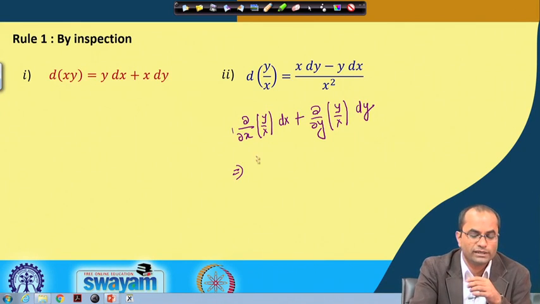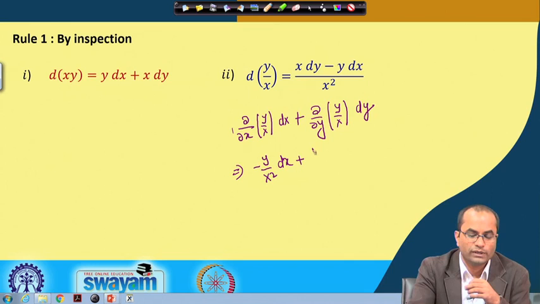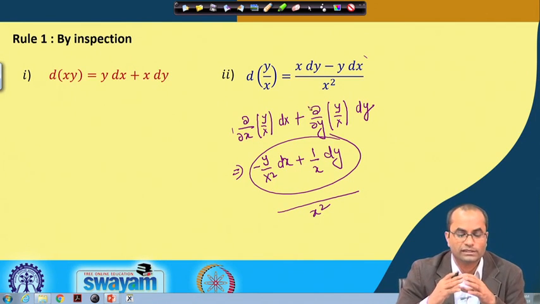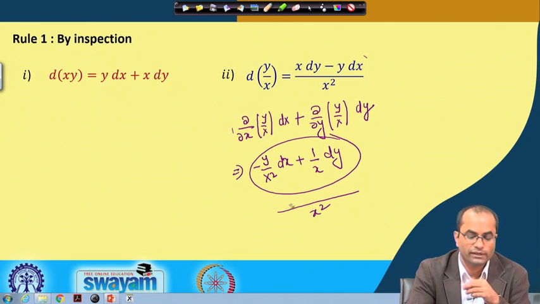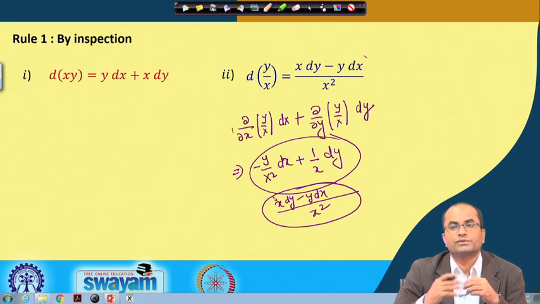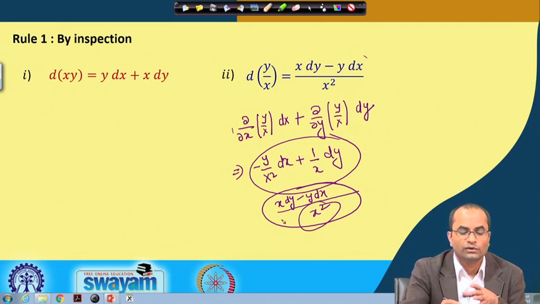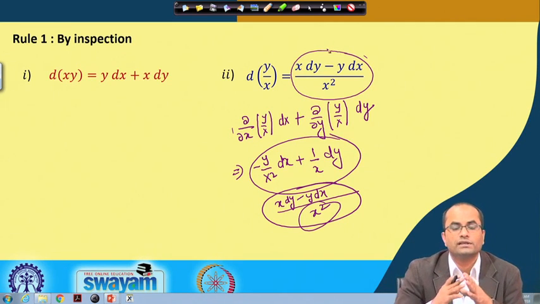So with respect to x we will get minus y over x square dx, and with respect to y we get only 1 over x and dy, and this is exactly the expression given. So we have x square, so here x dy and then minus y dx. If such a term appears, or just by dividing for instance by x square, we do see such a term in the differential equation.